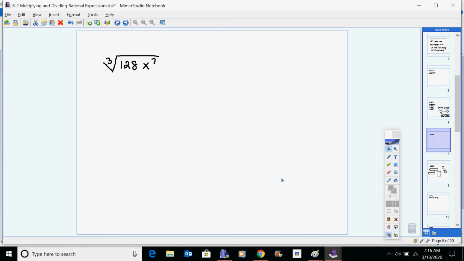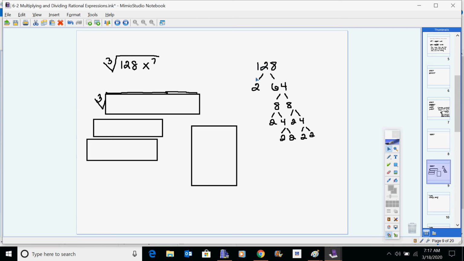Let's look at another one. Cube root of 128x to the 7th. What I would suggest that you do before I show the next slide is pause and just work this out and see if you can fast forward a little bit.